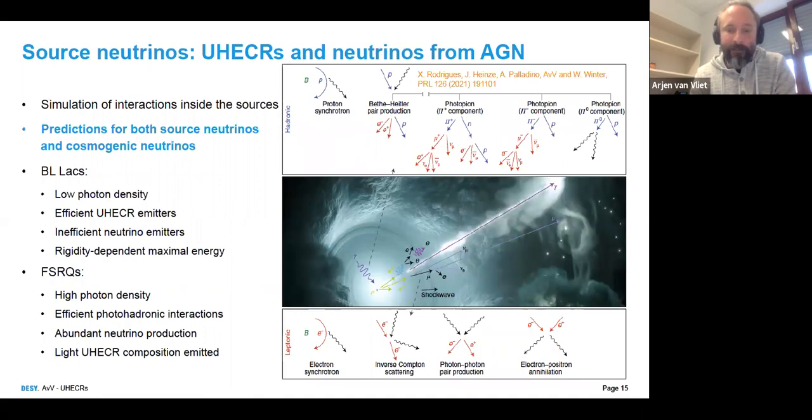Now the question is whether such a combination of two different source classes, or an additional proton component from the same source class, can be expected in this direction. One scenario where this comes out quite naturally is if you look at active galactic nuclei as possible sources.